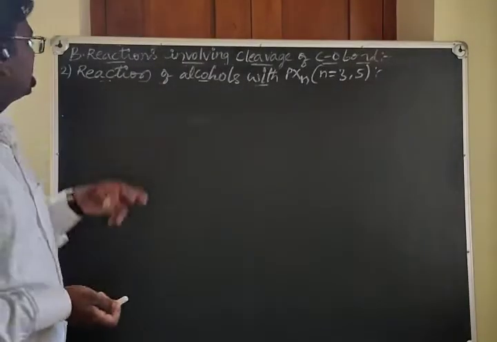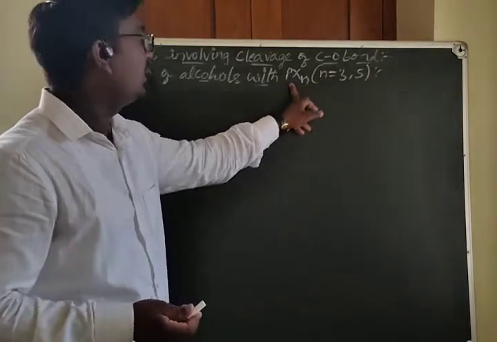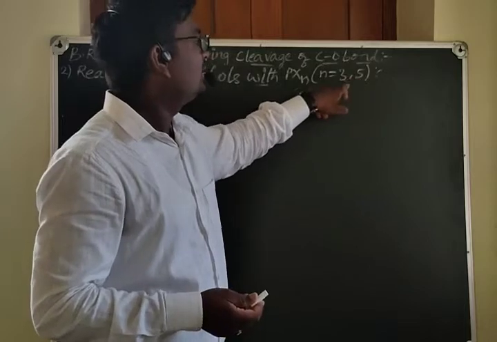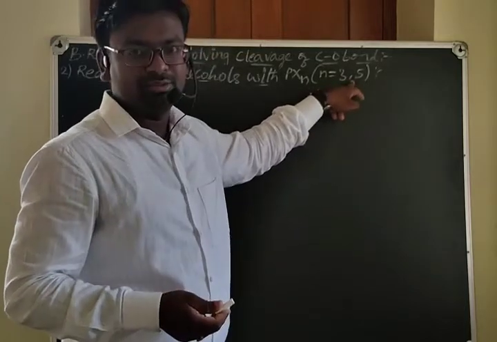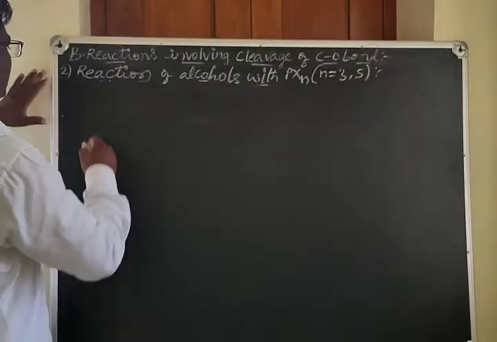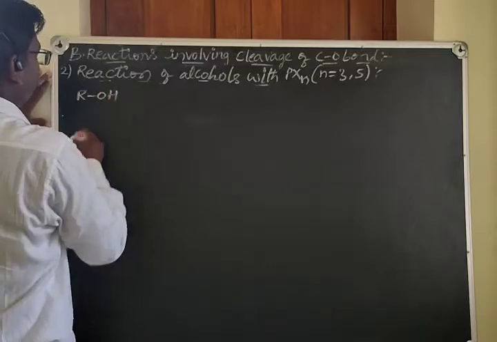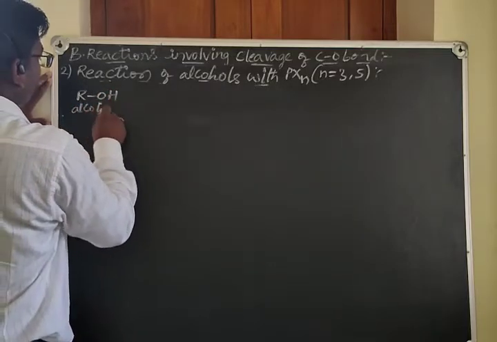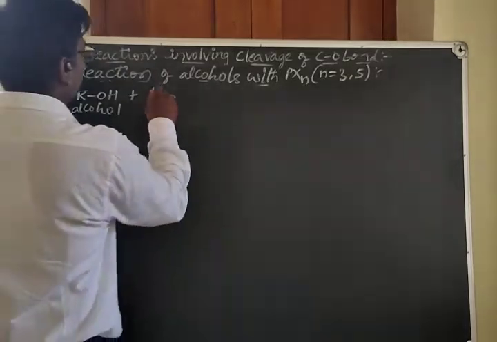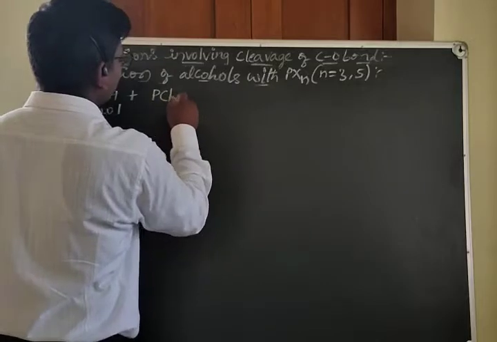Now we shall discuss the reaction of alcohols with phosphorus halides, and I already told you that where n is equal to 3 or 5, these are the covalency of phosphorus. Let's take a general reaction equation. Let's take ROH, an alcohol, and treat this molecule with phosphorus trihalide. You can take PCl3, no problem.